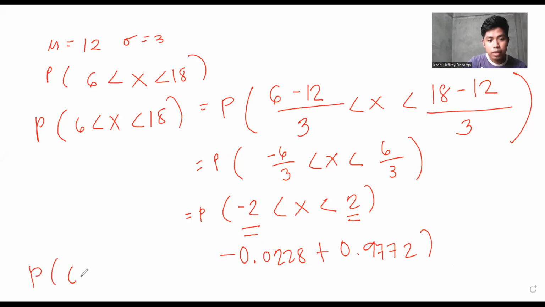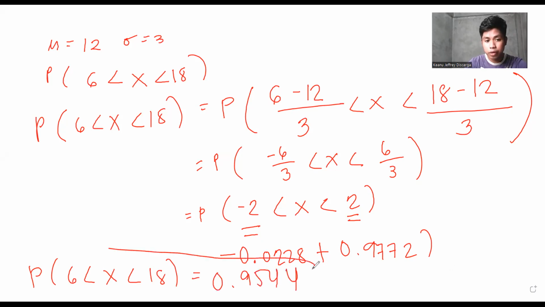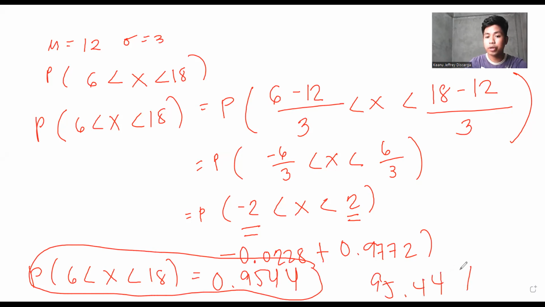So the probability of 6 to 18 is 0.9772 minus 0.0228, which is 0.9544. Okay? So yan yung sagot. That is equivalent to 95.44%. Okay, punta tayo sa next na problem.